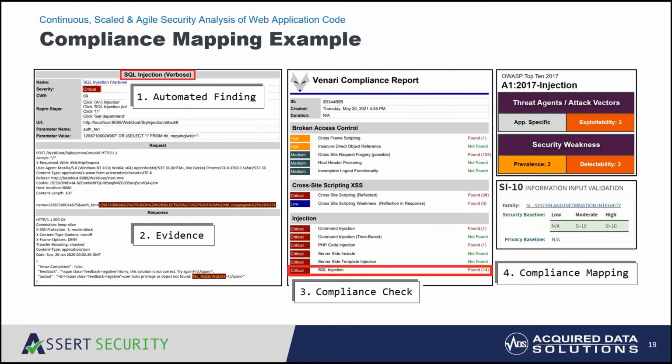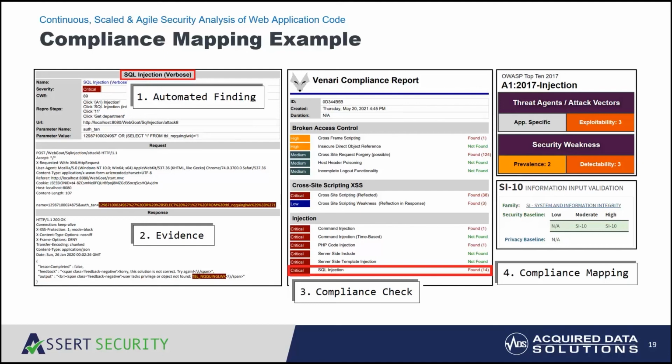This is a SQL injection finding. That's a database attack. The left square is just a snippet from an exported PDF file. This data is also available in JSON and XML formats. That's not really the most important thing here, but this is an automatically created artifact, and Venari in step one finds the SQL injection. That's what you care about, automatically finding it, and it presents evidence in step two below, and then it maps that into a compliance check in the middle square.